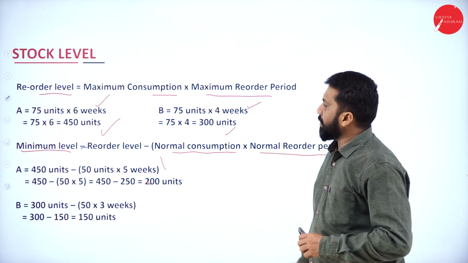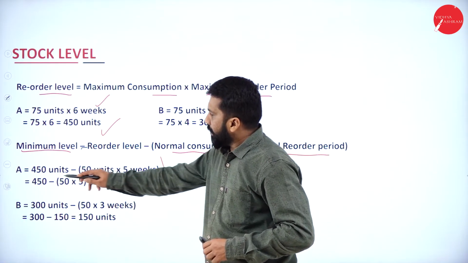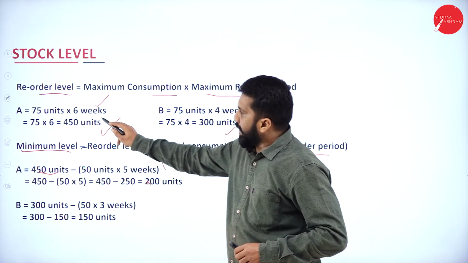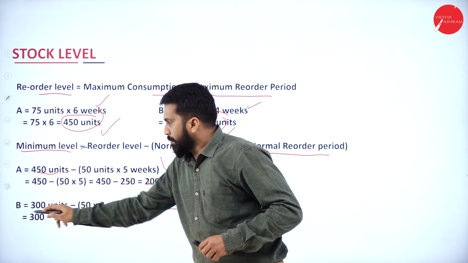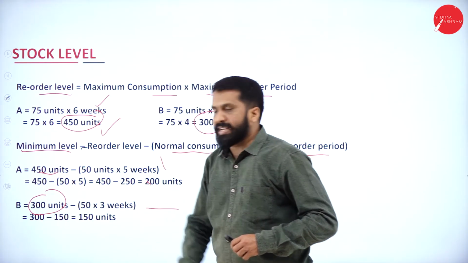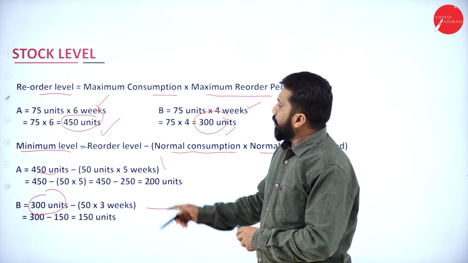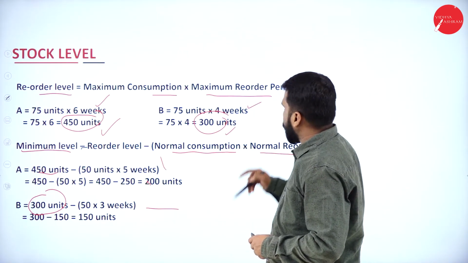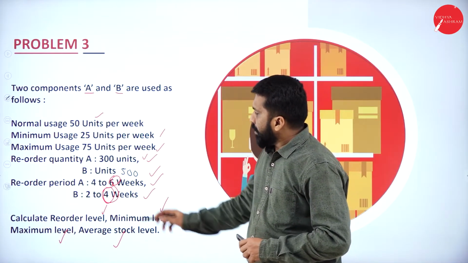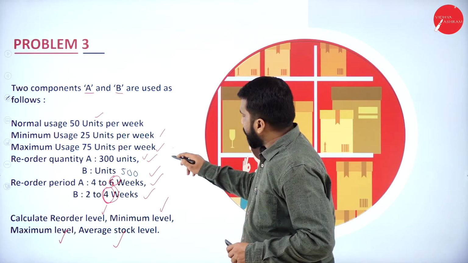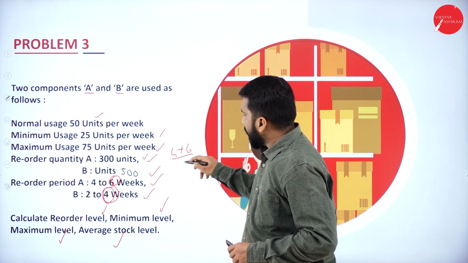Now, what is the normal consumption for A? 450 is the answer of A. 300 is the answer of B that we have taken. Along with that, what is the formula? Normal consumption into normal reorder period. What is the normal reorder period? Like 4 and 6, 4 plus 6 divided by 2.